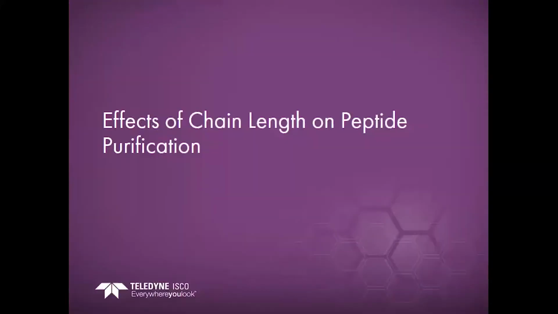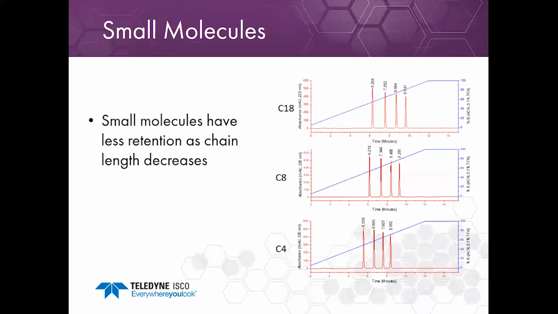So now we will investigate the effects of chain length on peptide purification. So we're back to our small molecules again. And as I go from C18 to C8 to C4, it's pretty clear that the molecules come out a little bit earlier here. They don't retain quite so well with the small reverse phase chain.